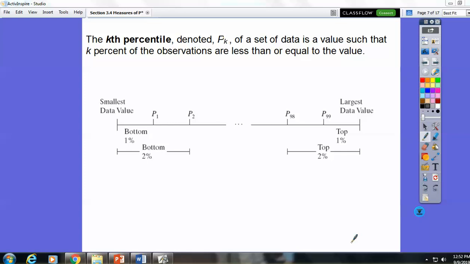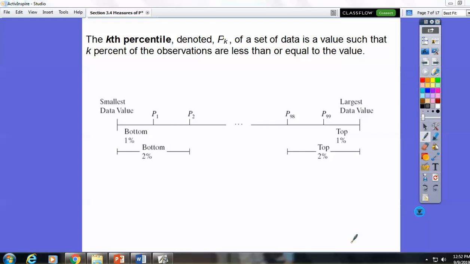So like the first percentile means 1% of the scores are less than or equal to that, so 99% of the scores would be higher than that value. Now, if I said the 98th percentile, 98% of the scores were less than or equal to that, so 2% of the scores would be above.